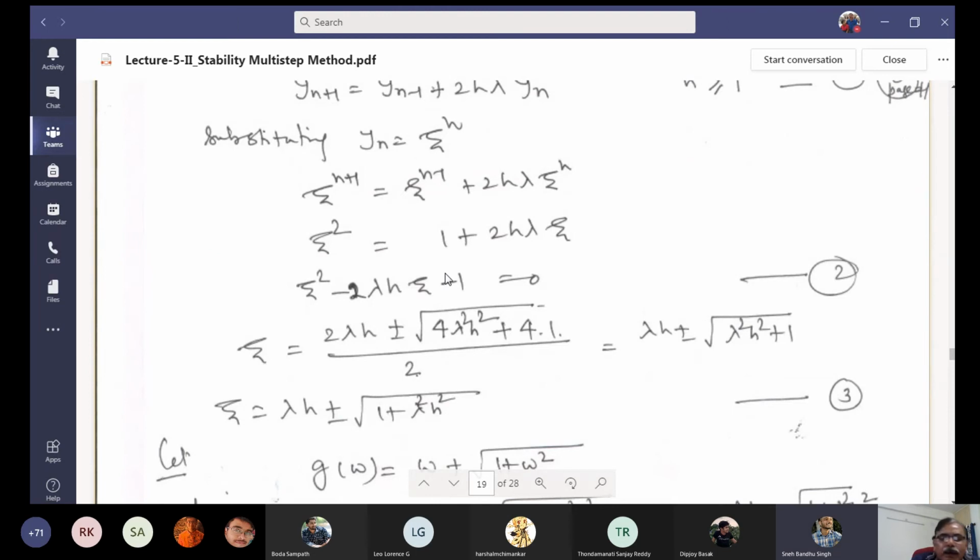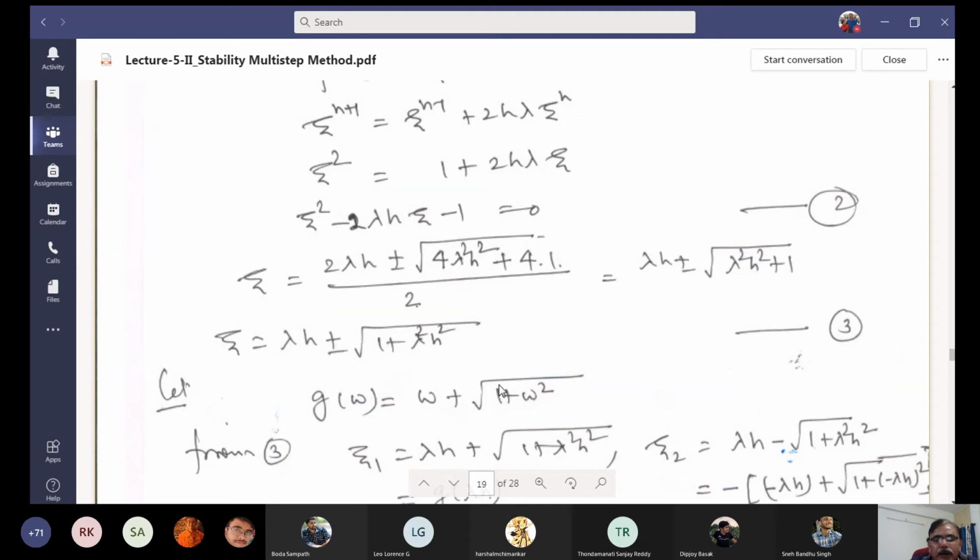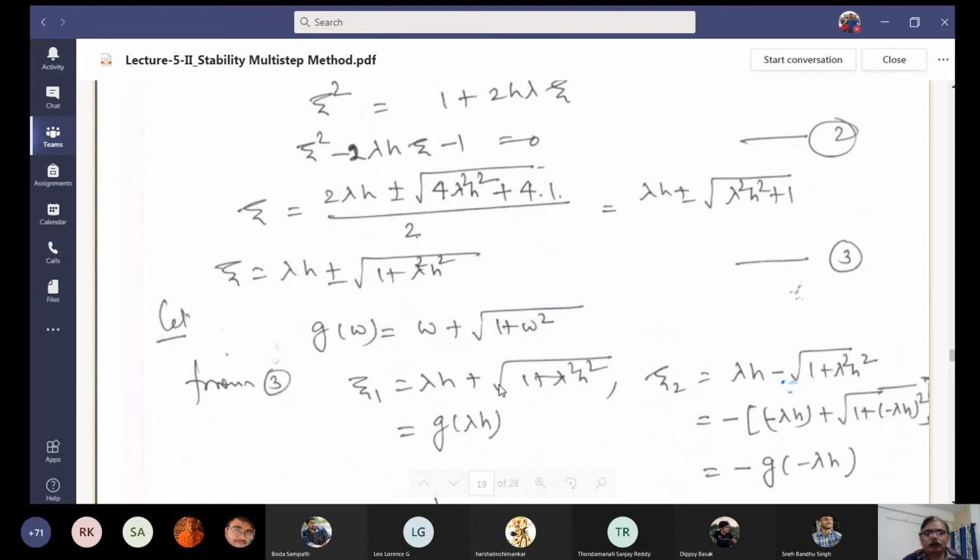Roots are lambda h plus minus square root of lambda square h square plus 1. So xi equal to lambda h plus minus square root of 1 plus lambda square h square. So let us write it in terms of exponential. How we can write that, we'll see here. Very simple, we'll just use binomial expansion, not much is needed. So both the roots can be written together. Let me first see this with plus.